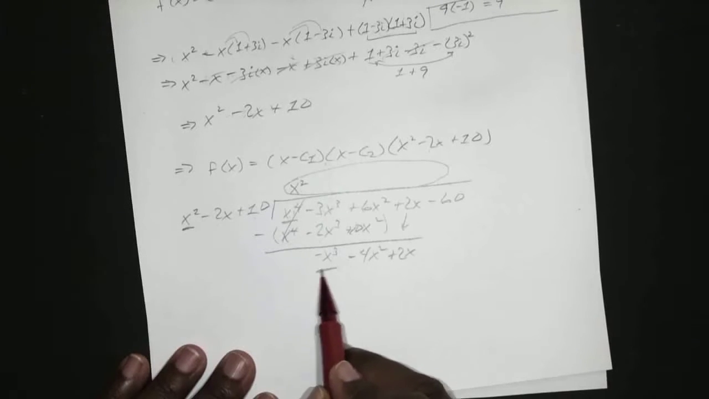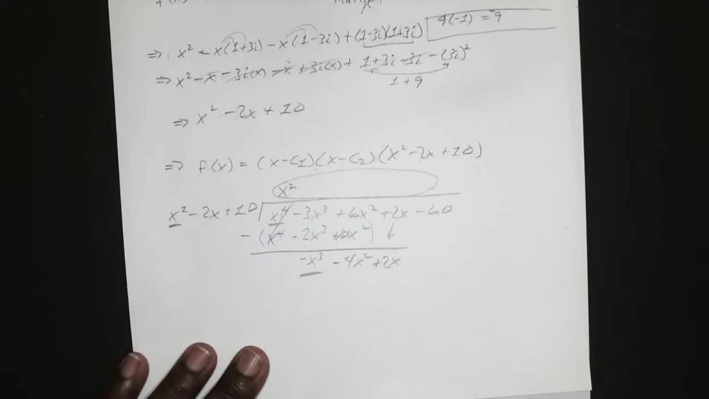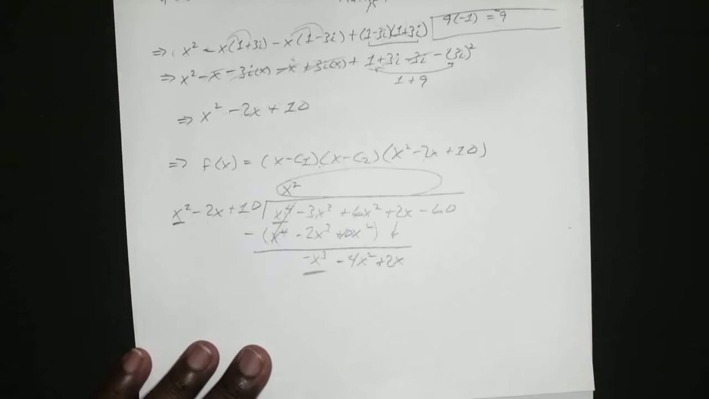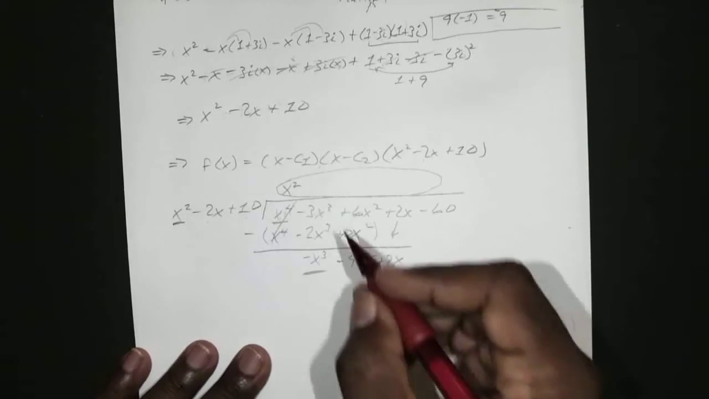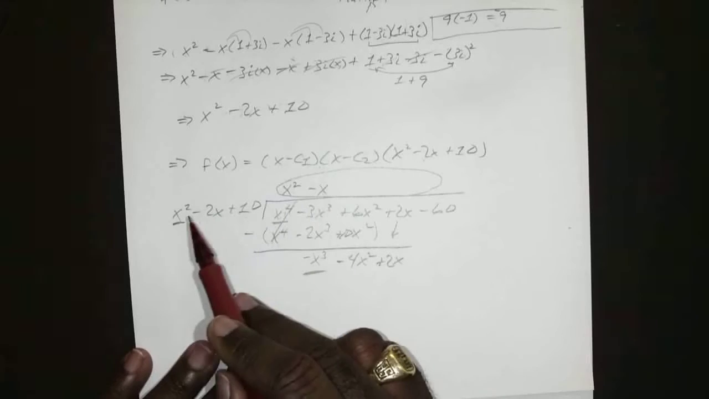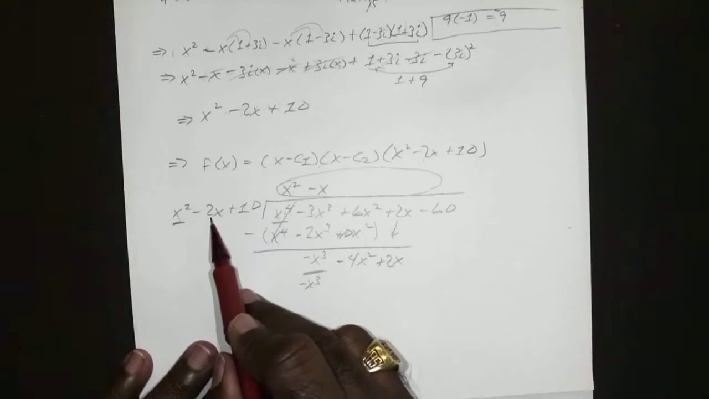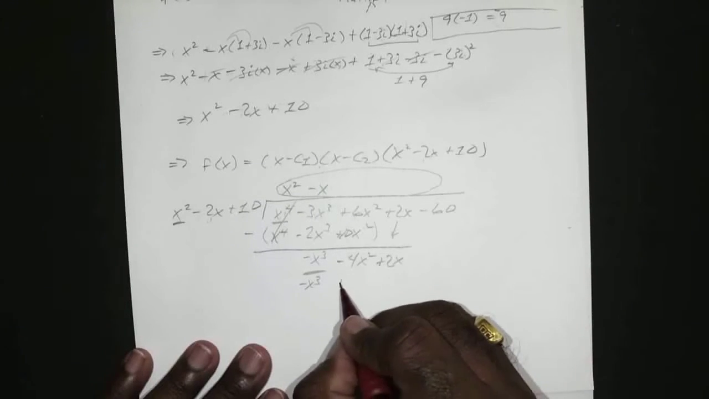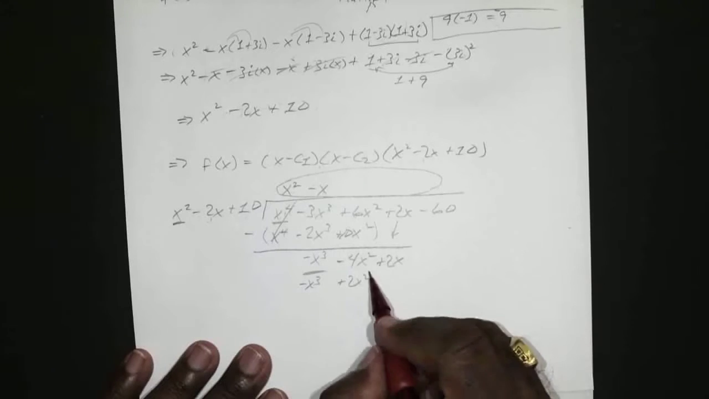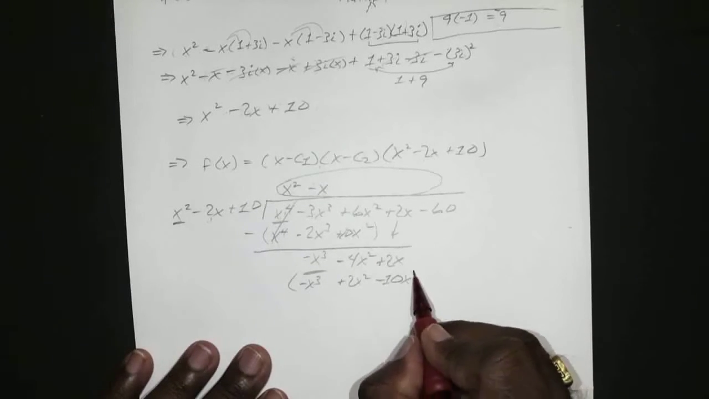Now we want to get rid of that negative x to the third, which we do by multiplying something by x squared. So negative x will give us negative x to the third. Negative x times x squared is our negative x to the third. Negative x times 2x is positive 2x squared. Negative x times 10 is negative 10x. Now we subtract.